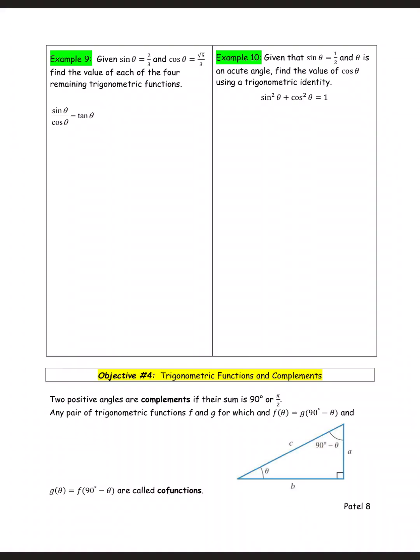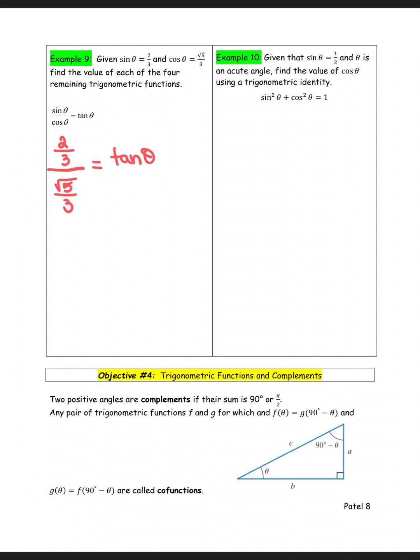Example 9. Given the sine of theta is 2/3 and cosine of theta is square root of 5/3, find the value of each of the four remaining trig functions. So here, I wanted us to use sine of theta over cosine of theta to give me tangent of theta. So we're going to start this problem. We know that sine of theta is 2/3 divided by cosine of theta, which is square root of 5/3, and that will give me tan of theta.